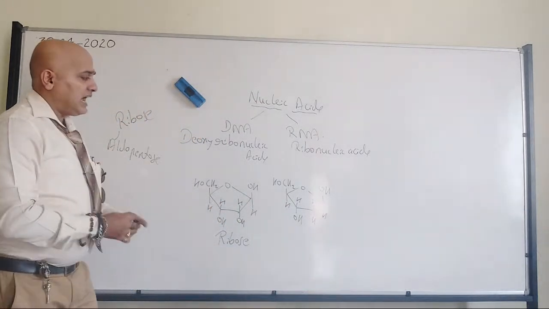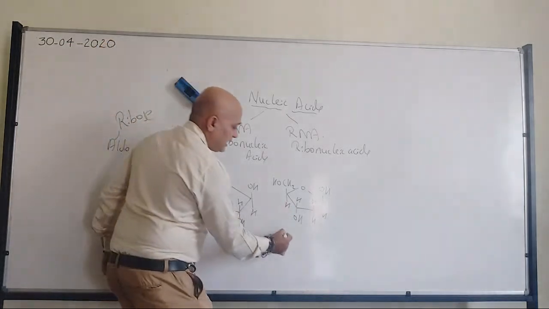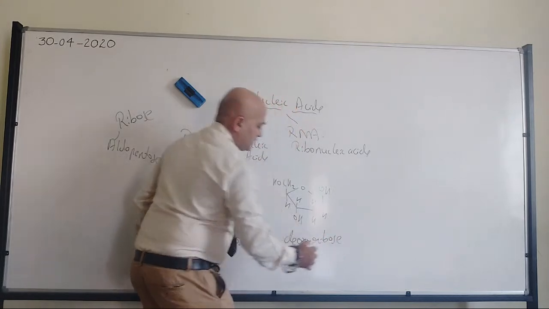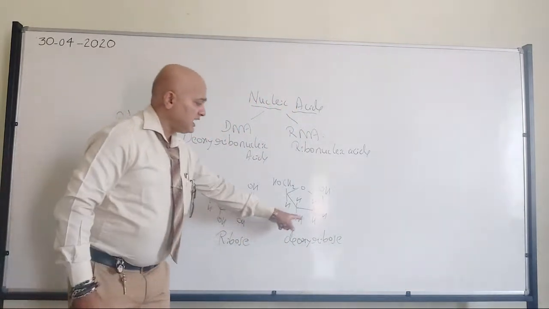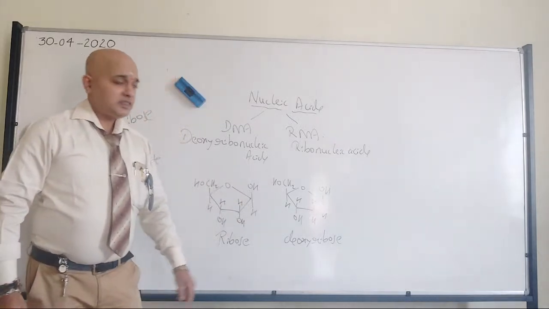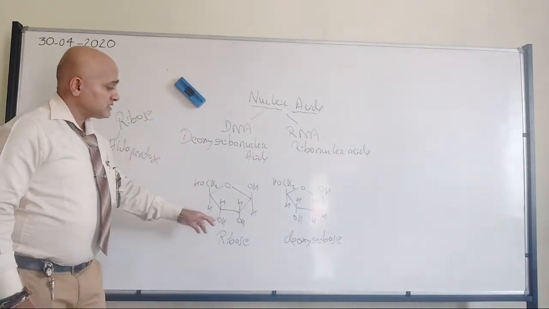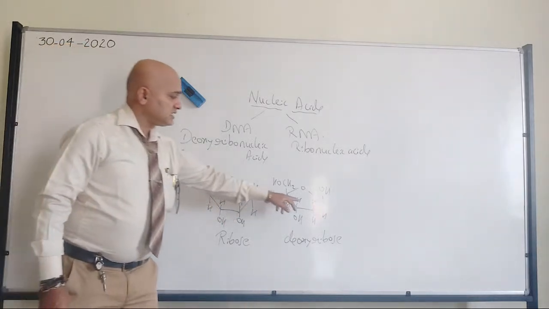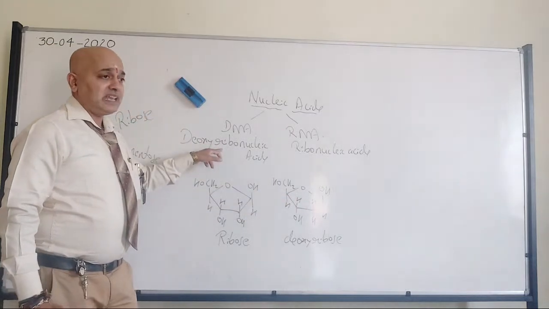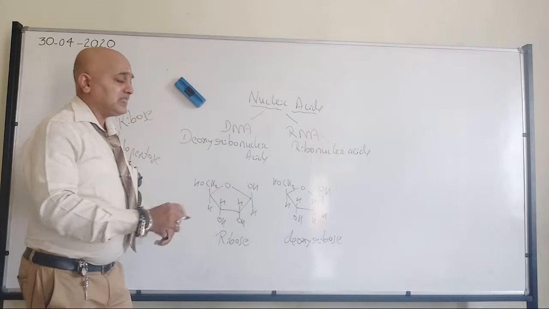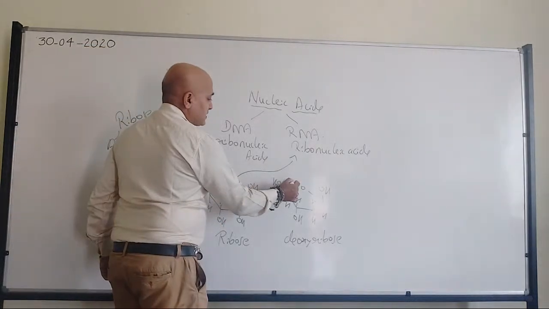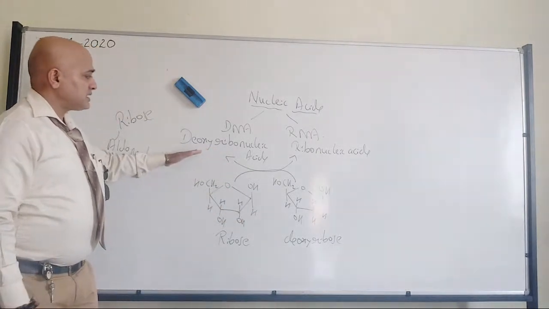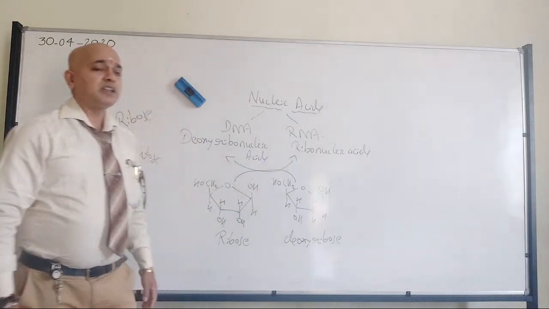So that's where I have the ribose, and that's where I have the deoxyribose. Now, why do we have to call it deoxy? Because there is no oxygen here. Therefore, it is called deoxyribose. So, deoxyribose is the sugar which is present in DNA. And this is the sugar which is present in the RNA. Deoxyribose is present here, ribose is present over here.